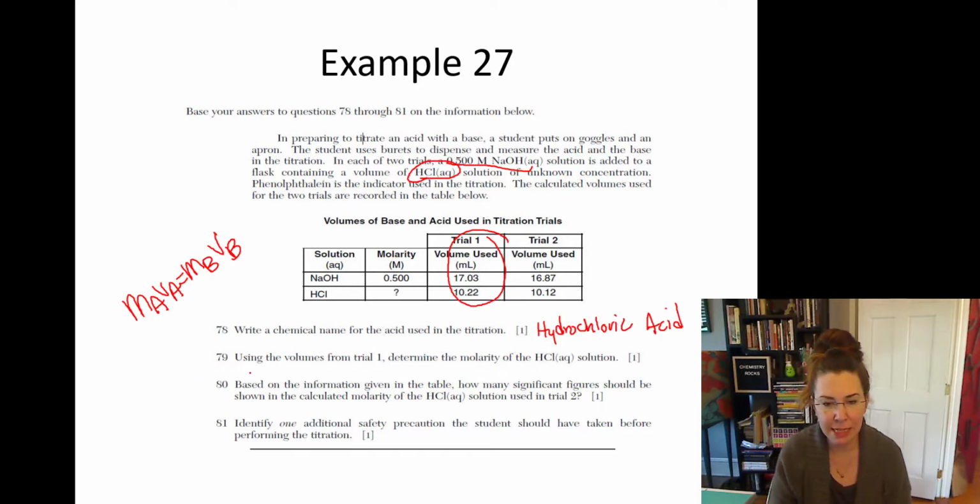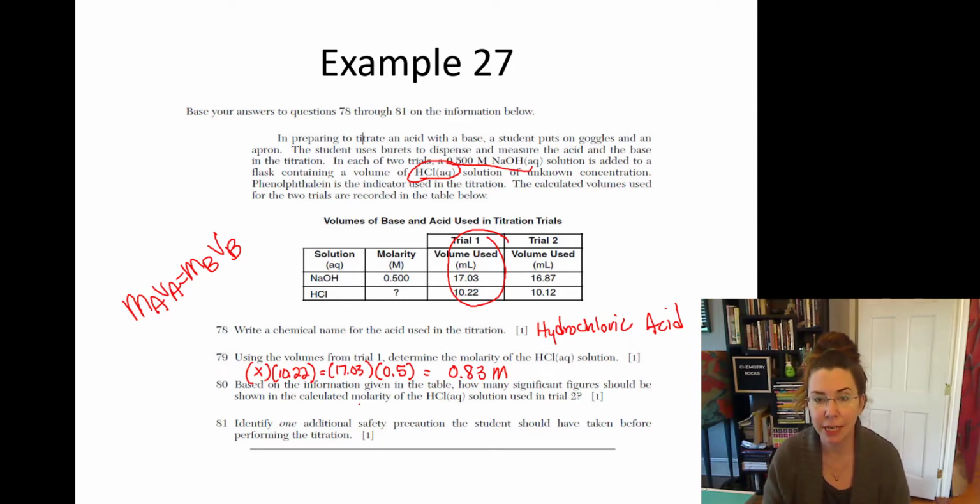Alrighty, so when I set this up, it is going to be x times 10.22 equals 17.03 times 0.5. Actually, I should have reversed those, but the math will work out to be the same. And my answer to that would be 0.83 molar. Great.